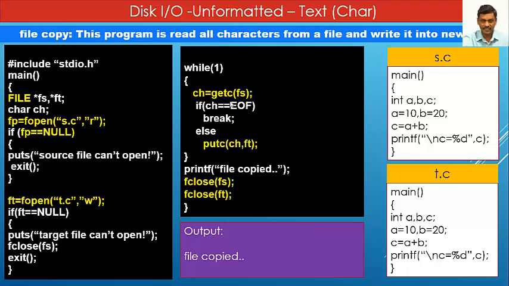First it reads one character, and that character is assigned to ch. Ch is a local variable, that is, it can store one character. So it reads one character and stores it in ch. In our file, m is the first character, because this is s.c. So it reads the character m and assigns it to ch.